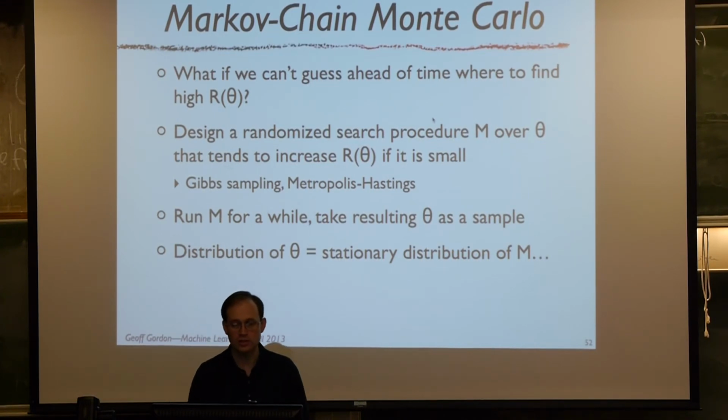And so the way we're going to use this search procedure is, in particular, the search procedure is going to be designed such that if you run it for a long time and then stop and take the resulting theta, the distribution of that theta that you get is actually going to be R of theta over a normalizing constant. So you're given this function R, and you're able to design a search procedure such that its stationary distribution is R of theta normalized. So that's good, because it lets you get a sample, for example, from your posterior. And if you do it a bunch of times, it lets you get a bunch of samples from your posterior. Okay?